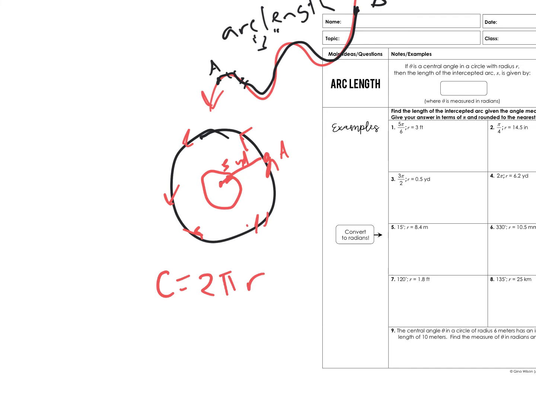Interesting thing. You see 2 pi in the equation? 360. Where have we seen 2 pi?